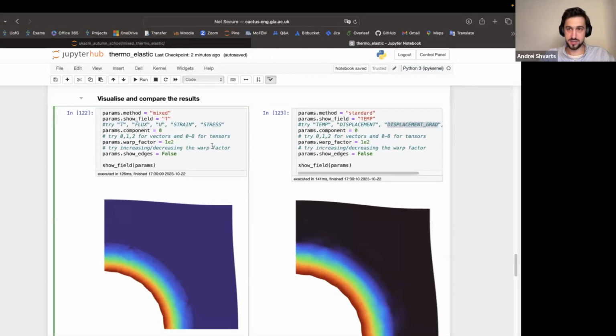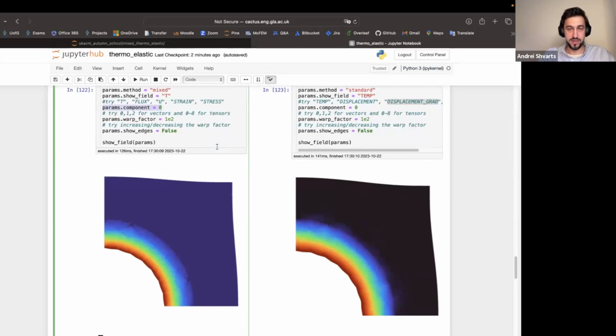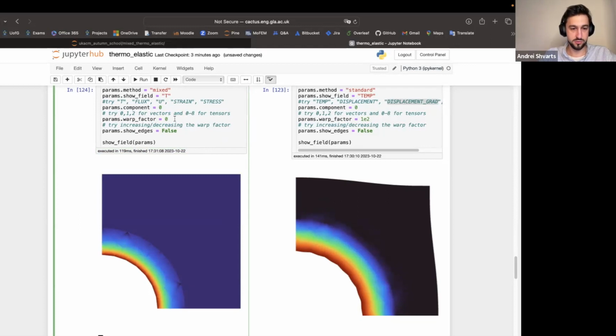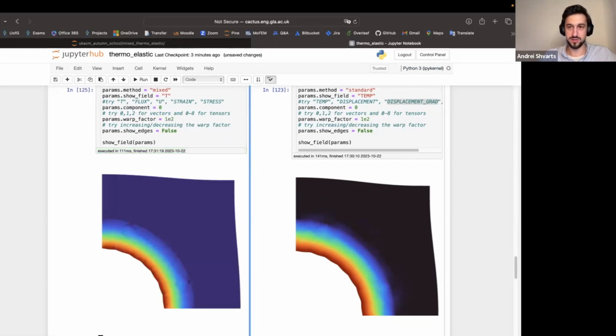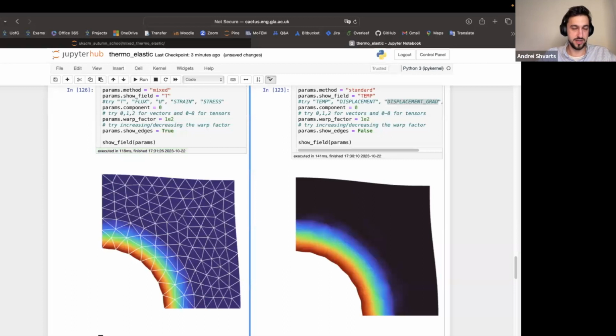Temperature is a scalar field, so we're just looking at the only component there is. We are warping the mesh by the displacement field. You can switch this off if you want. You can put this warping factor to 0, and then the fields are still there, but the deformation of the mesh is not shown. But I think it's a good way to visualize how the mesh is being deformed due to this difference in temperature. In the same way, you can choose to have edges shown or not.